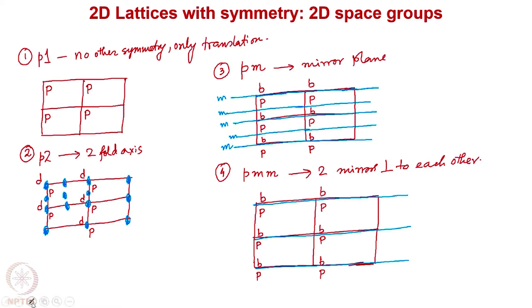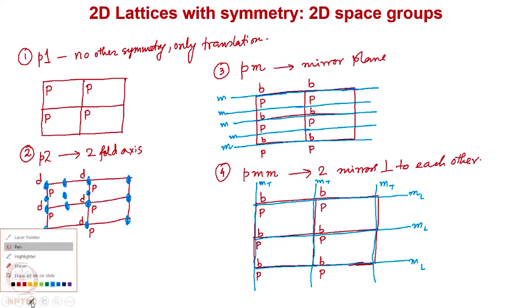And then the second set of mirrors that one can consider is a transverse mirror like this, which is perpendicular to the previous mirror. So this is the longitudinal mirror, and the new one is a transverse mirror. So now we see what is happening. Now we try to reflect the objects that are here, P and B, against the transverse mirror. Now we get these objects, which are now mirror images of the previous ones.